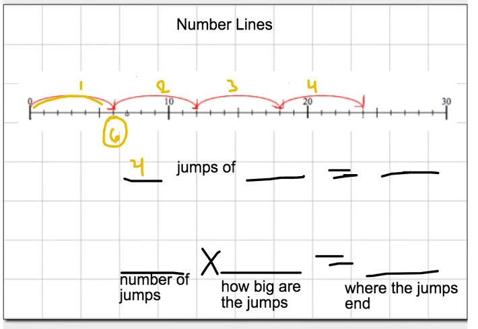If I count it again, 1, 2, 3, 4, 5, 6, it would have ended on 12. Then 6 more would have ended on 18. And then 6 more would have ended on 24. So now I can finish filling out my answer. So 4 jumps of 6. The last one ended on 24. So 4 times 6 equals 24.